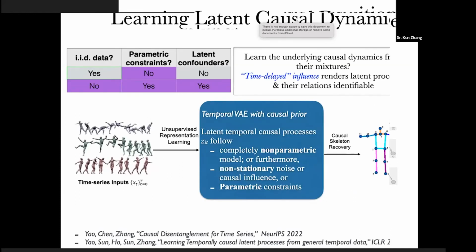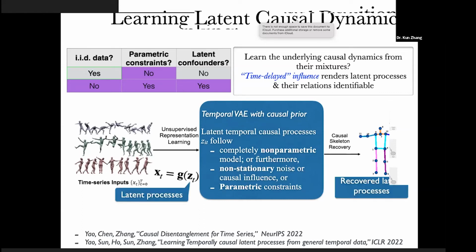Let's go further. Here's the problem setting. So we have high dimensional time series, right? Like video data. We assume that the video data are just an invertible, arbitrary nonlinear transformation of the meaningful underlying latent processes, Zi variables.